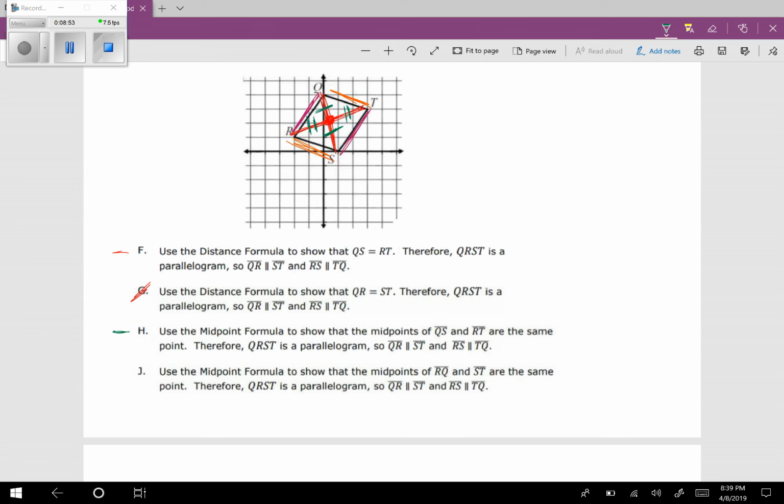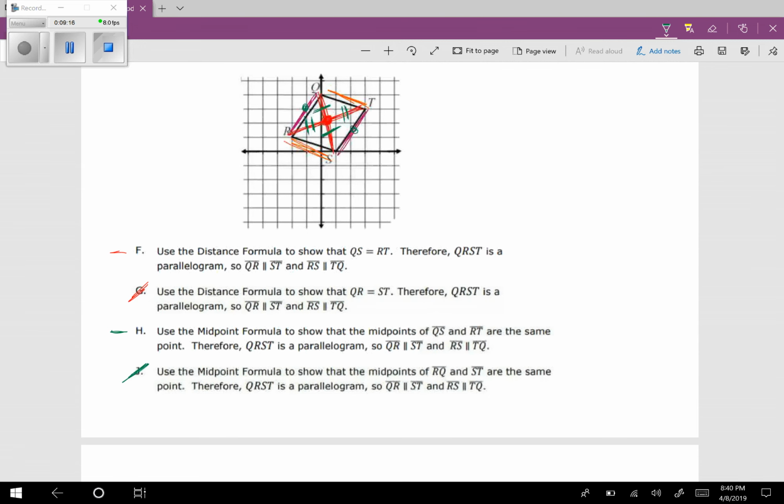And then now J. Use the midpoint formula to show that the midpoints of RQ and ST are the same point. Okay, guys, RQ is this side over here, and ST is this side over here. Do we care if the midpoints of these sides are the same? Does that help us prove if it's a parallelogram or not? No. So get rid of that.